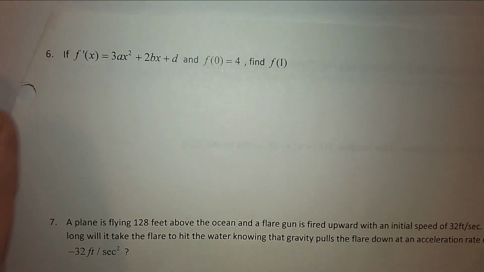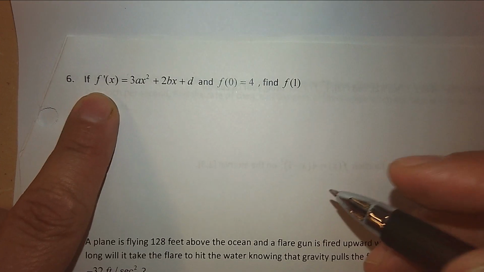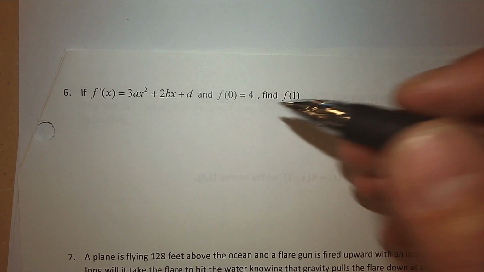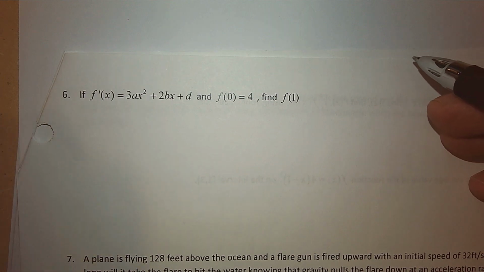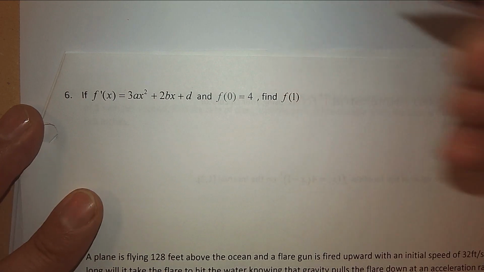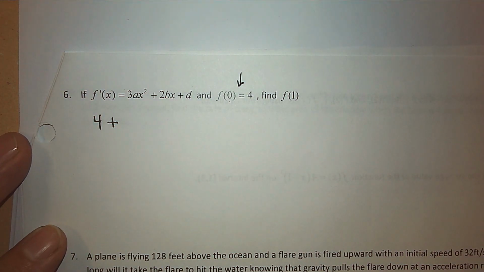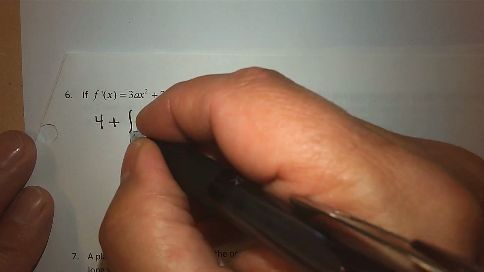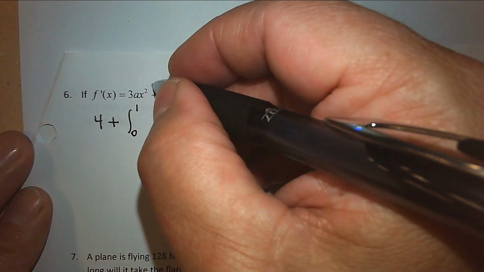Number 6. So number 6, it gives you the first derivative, 3ax squared plus 2bx plus d. It tells you f at 0 equals 4 and to find f at 1. So this is a starting value question. What value does it start at? 4. And then we're going to integrate. And we're integrating from the x value we started with, which is 0, to what I'm looking for, which is positive 1. And we're going to plug this in, right?